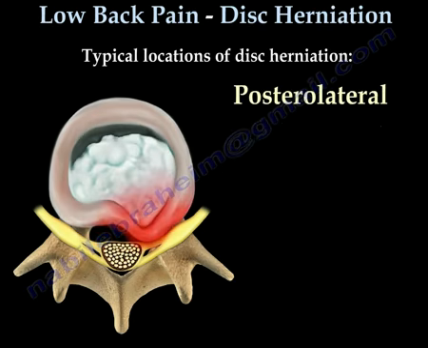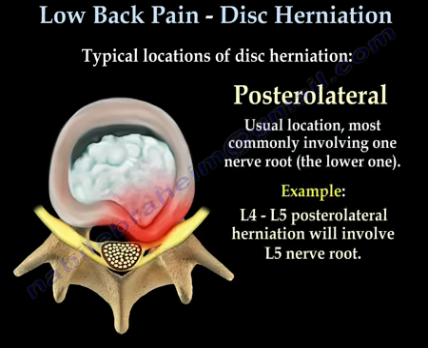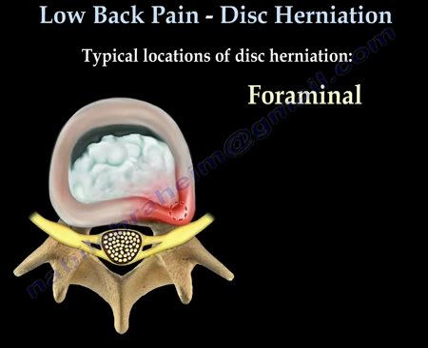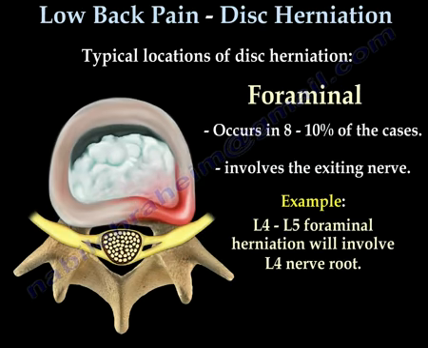The second location is posterolateral. Usually it is the most common location. It involves one nerve root, the lower one. For example, L4-L5 herniation will involve the L5 nerve root. The third is foraminal. It occurs in about 8 to 10% of all cases. It involves the exiting nerve. For example, L4-L5 foraminal herniation will involve the L4 nerve root.